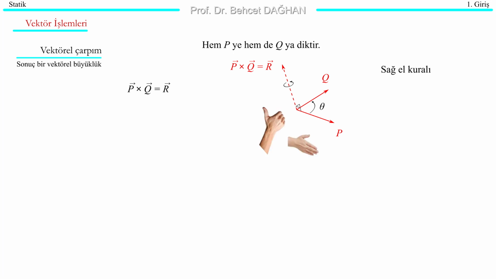When we multiply p by q, the resulting vector is perpendicular to both p and q. Its direction is found using the right-hand rule. We hold the four fingers of our right hand in the direction of the first vector, p. We rotate our palm toward the second vector. When we close our palm, our thumb points in the direction of the vector r, which is the cross product of p and q. The result of the cross product is a vector quantity.